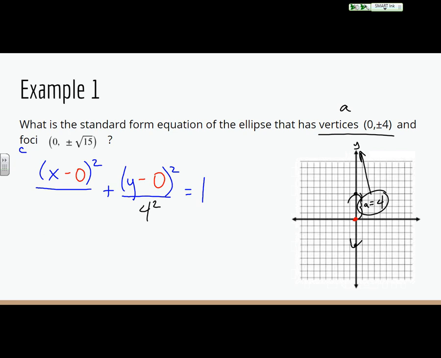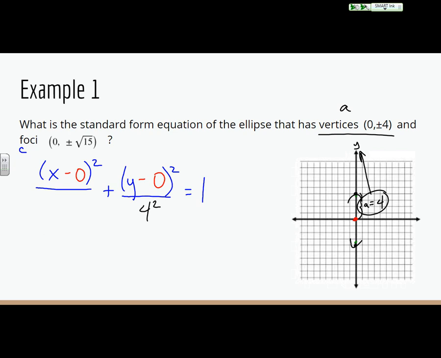Now, my foci is at the square root of 15. I don't know what the square root of 15 is, but I know the square root of 16 is 4. So the square root of 15 is going to be just a little bit less than 4. So my foci, if I go a little bit less than 4, they're going to be right here, just right by those vertices.